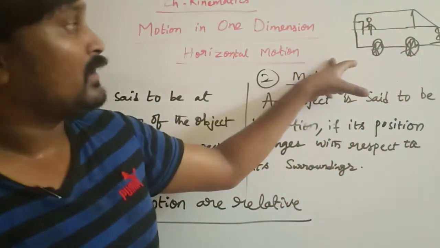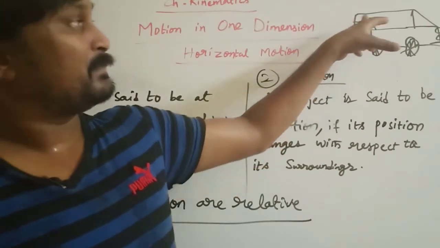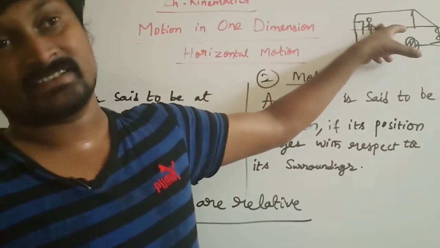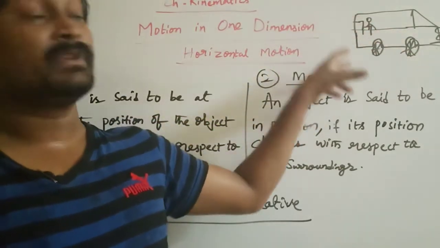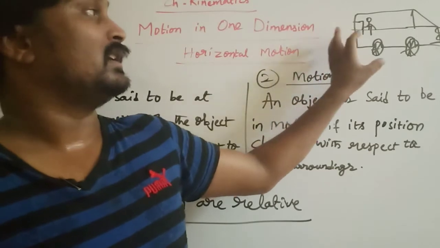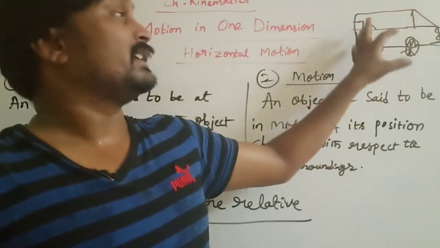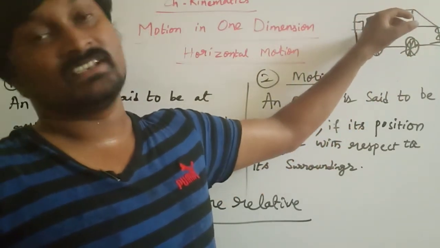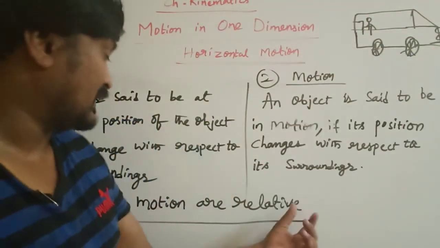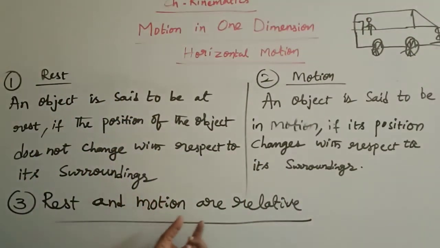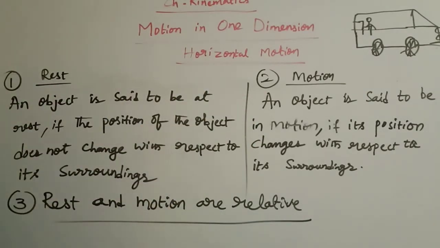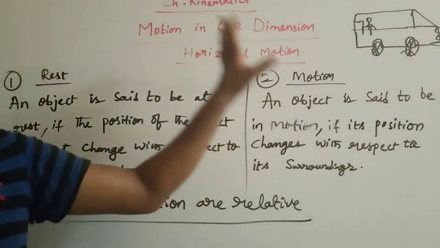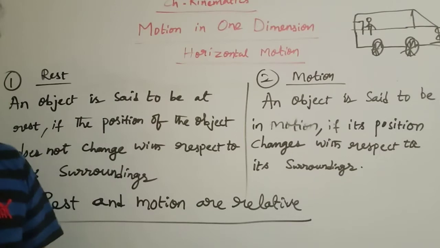But according to the outside people, this person is in motion, because this bus is moving and he is also moving, according to the person who is outside. So according to that, we can say that this person is in motion. So that's the reason we are saying rest and motion are relative. So that is about your first three important points which you have to remember. We are just revising the NEET Physics important points now.